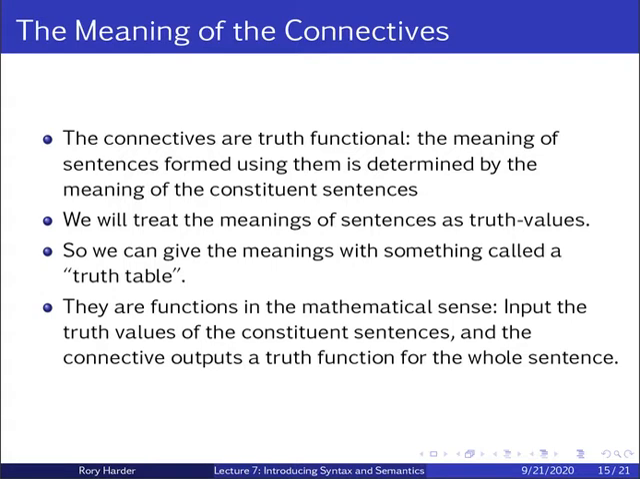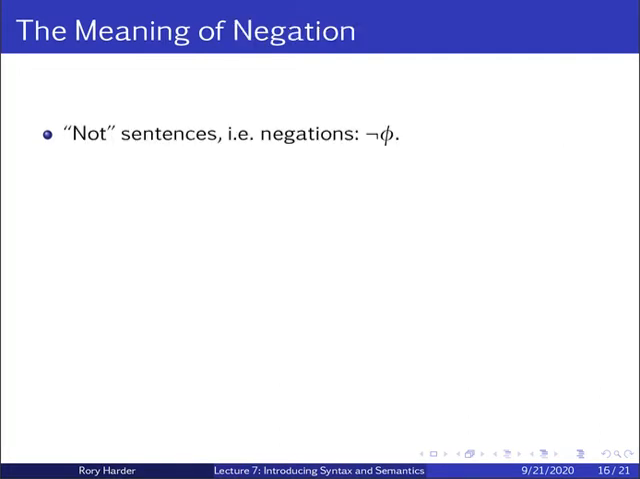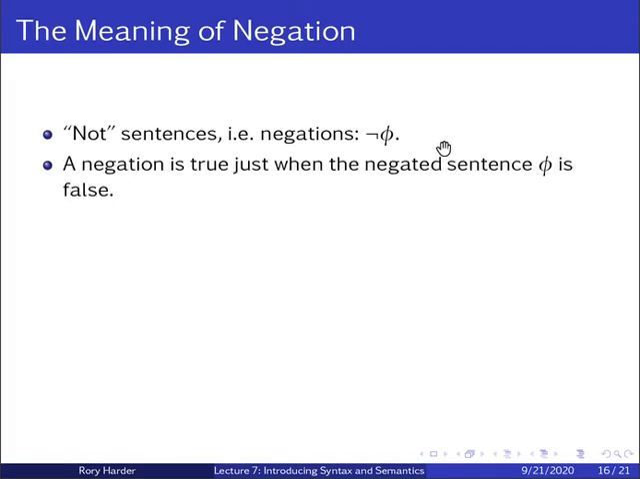So I'm going to go over what this means in particular with regard to the different connectives which we introduced in the previous lecture. We begin with negation. Negations are sentences which have the negation sign at the beginning, for instance, something with the form not phi. A negation, or negated sentence, is true just in case the negated sentence is false. So the sentence not phi is true just in case phi is false. That is to say, the negation not phi is true when phi is false, and otherwise, if phi is true, then not phi is false.